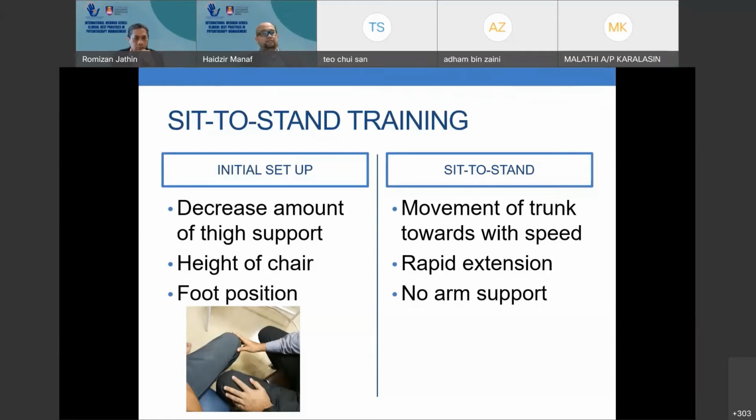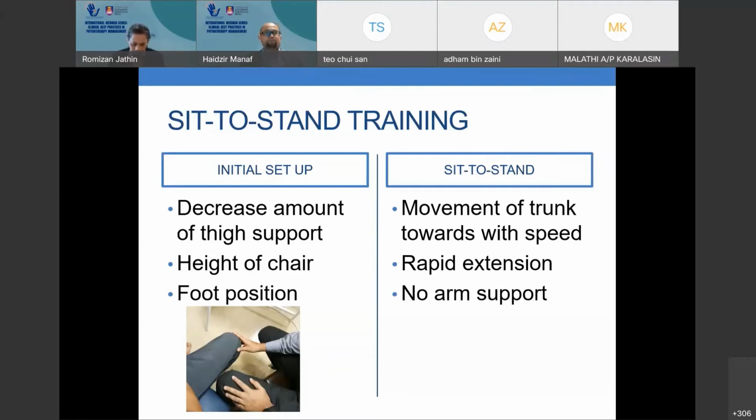You can start sit to stand training by having the highest surface. Later I will discuss it. The height of the chair may play an important role for early sit to stand training. Number 3 will be the foot positions. Either you want the good foot in front of the affected leg, or the affected leg in front of the good leg, or you want to make sure that the feet are placed equally between right and left.